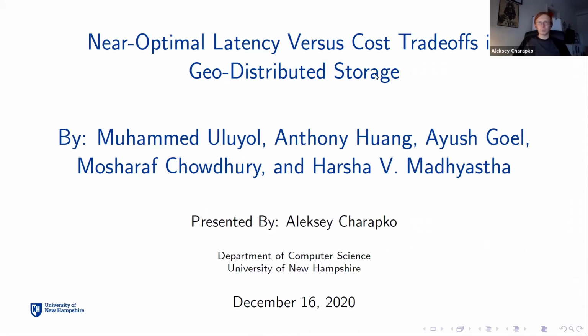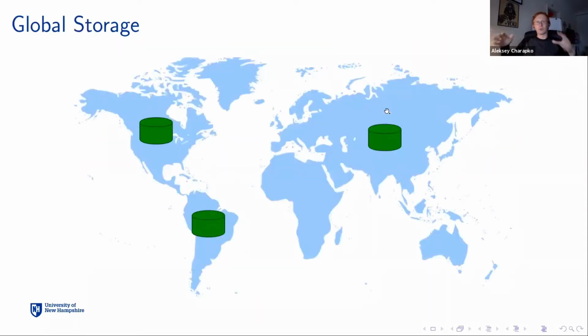Today we're going to be talking about Panda, or near optimal latency versus cost trade-offs in geo-distributed storage. This paper is all about global storage, right? So let's, for a second, assume that we have these 3 storage locations, right?